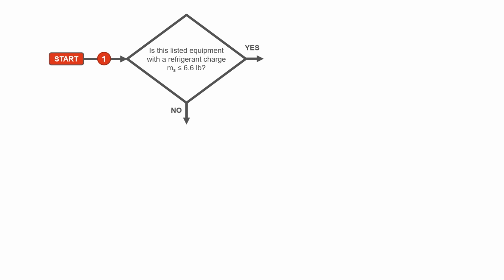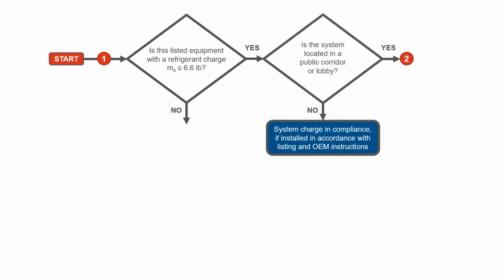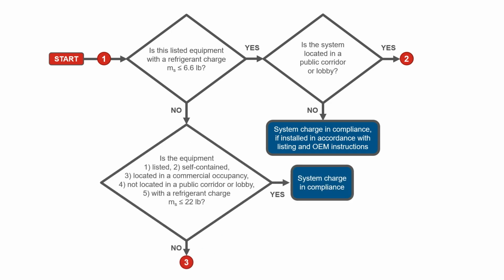First, if the refrigeration equipment is listed and contains less than 6.6 pounds of any refrigerant, then as long as it is not located in a public corridor or lobby, the system charge is in compliance, provided it's installed in accordance with the listing and manufacturer's instructions. Or if the equipment is listed, self-contained, and located in a commercial occupancy, but not in a public corridor or lobby, then as long as it contains less than 22 pounds of refrigerant, the system charge is in compliance.